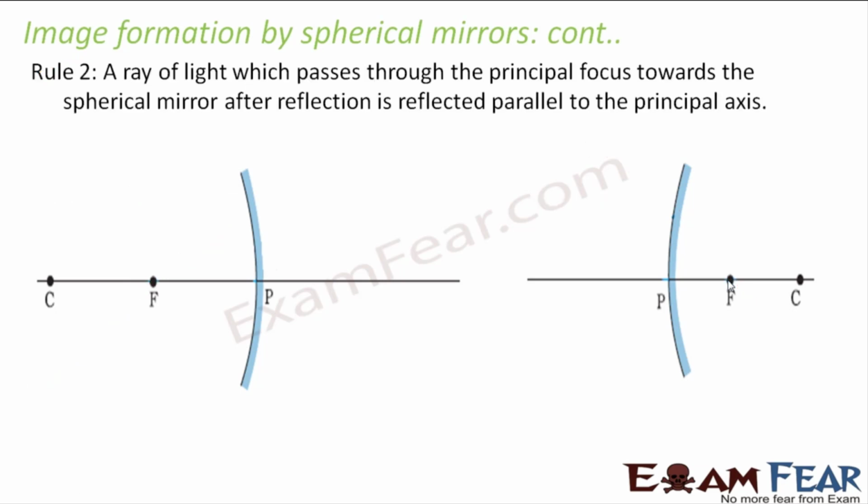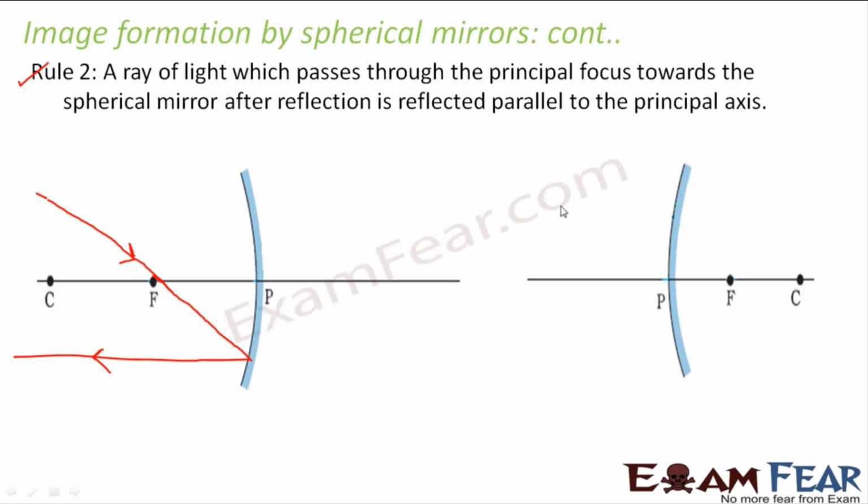Rule number 2. A ray of light which passes through the principal focus towards the spherical mirror is, after reflection, reflected parallel to the principal axis. So it is just the opposite of rule number 1. It says that if the incident ray of light passes through the principal focus and then is incident on the mirror, then after reflection it will go parallel to the principal axis. So in this case, this is your incident ray and this is your reflected ray.